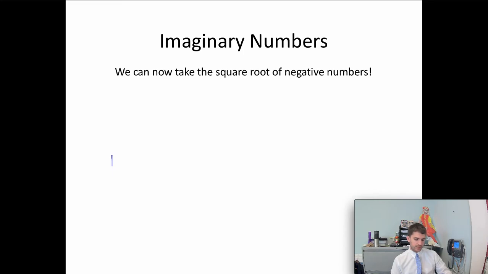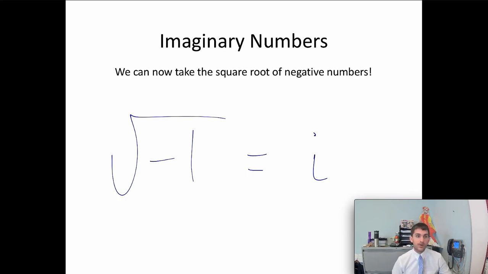Let me give you the definition. The square root of -1 is the definition of an imaginary number. Since it's not like a real number, you can't find any number times itself that gives you -1, we're going to define it as the letter i. So anytime we see the letter i, we're going to talk about it as the imaginary number. Let's see if we can figure out how to use this.